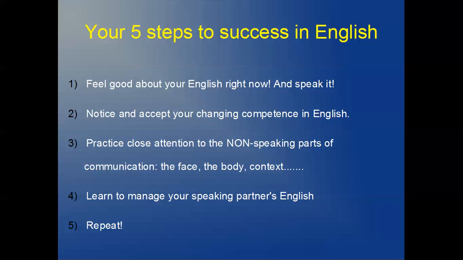Number 3, during a conversation, we look at the other parts of communication besides words and grammar. The face, the body, the context. This means for you right now, you have information from your own body. Your body is telling you, I am interested or I am not interested.